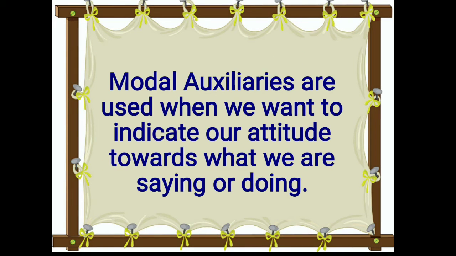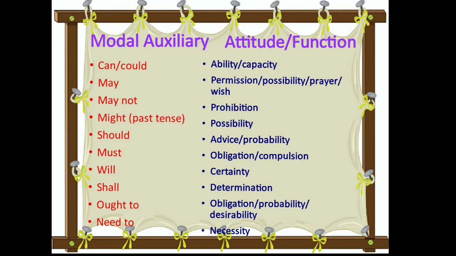So what do you mean by modal auxiliary? Modal auxiliaries are used when we want to indicate our attitude towards what we are saying or doing. Now let us have a look at this chart. This will surely help you to learn the functions of the different modal auxiliaries. Let's begin with the first one, can or could. This shows one's ability or capacity. Could can also be used to make requests.